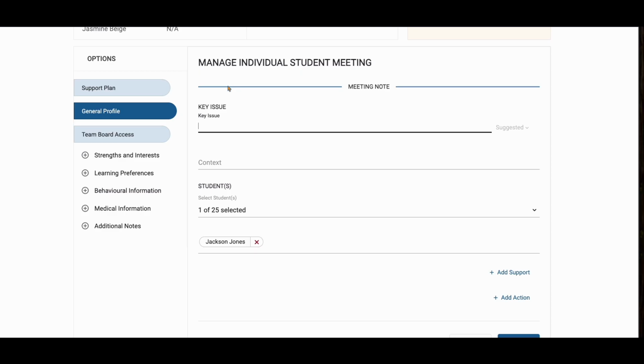As part of the conversation during meetings, a key issue can be identified as a word or short phrase in the meeting template, with space to elaborate on the context of the key issue if necessary.